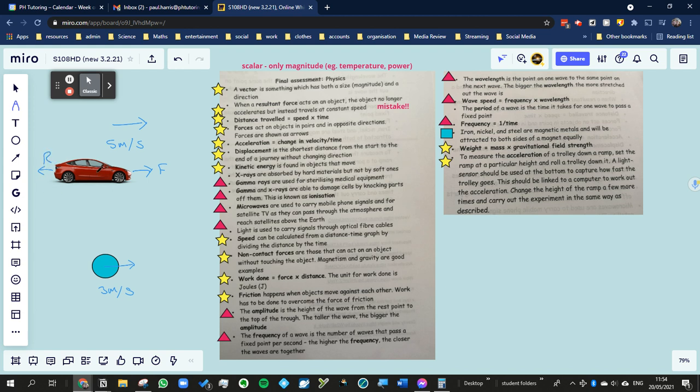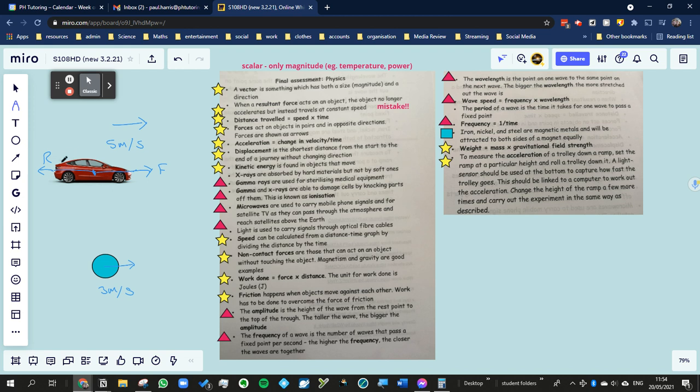I should, by the way, be drawing forces from the centre of mass. I just wasn't sure whether or not to include that, to add another level of difficulty, but we should draw forces from the centre of mass when we draw force diagrams.